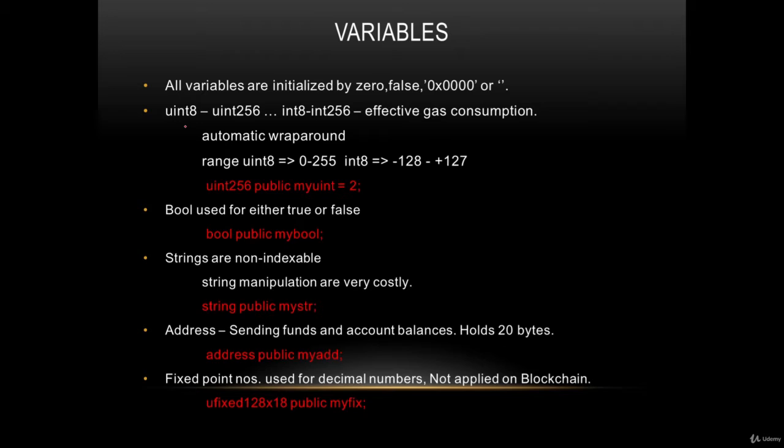Then you have different kinds of integers and unsigned integers, with different sizes. You have unsigned integer from size 8 to 256 bit. Same with int. This is used basically for effective gas consumption, because the smaller data types take less amount of gas, whereas the larger data types take more amount of gas. So accordingly we have to think of all the criteria and then select the suitable and most effective data type.